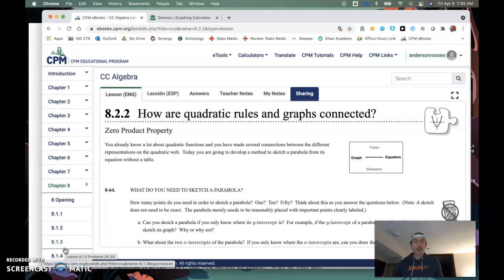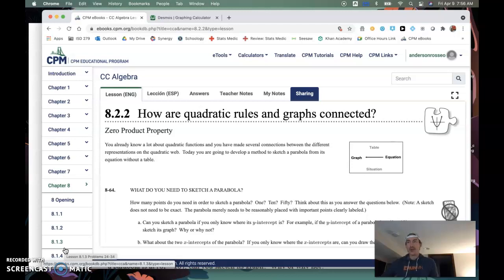Today we're getting together to talk about section 8.2.2 from our CPM Common Core Algebra ebook. We're going to do this lesson virtually, and the goal today is to talk about some connections between the graph of a function and the equation representation of that function. We're going to try to do that connection reasonably well to give us some visual information from a very abstract non-visual representation.